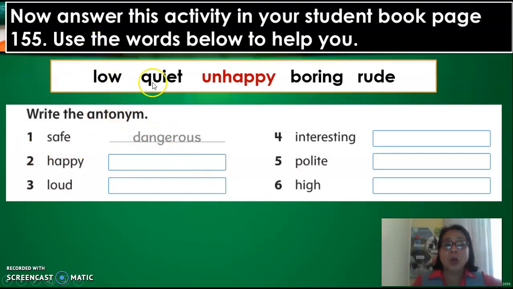So we have low, quiet, unhappy, boring, and rude. I didn't put dangerous because dangerous is already used, okay? And it says safe, dangerous. Happy? Yes, you are right. It's unhappy. Loud, you will do it. Interesting, polite, and high. So please choose the words to complete the opposites of these words, okay? You can check the video, you can check your book, and even your workbook, okay? Let's continue.